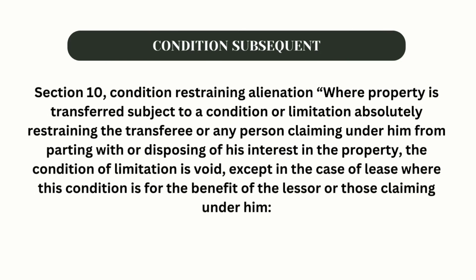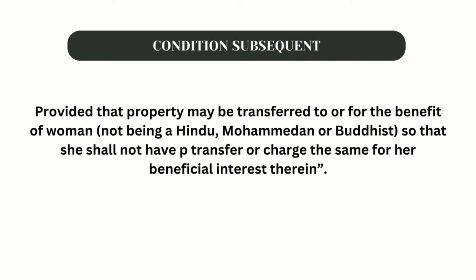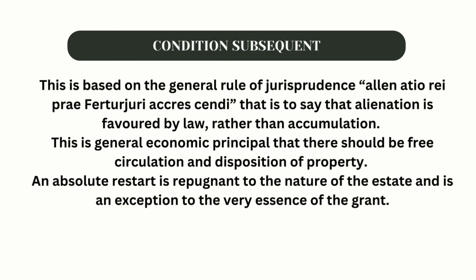Section 10 again says, condition restraining alienation: when property is transferred subject to a condition or limitation absolutely restraining the transferee or any person claiming under him from parting with or disposing of his interest in the property, the condition or limitation is void, except in the case of a lease, where the condition is for the benefit of the lessor or those claiming under him, provided that property may be transferred to or for the benefit of a woman not being a Hindu, Mohammedan or Buddhist, so that she shall not have power to transfer or charge the same during her marriage. This is based on the general rule of jurisprudence.